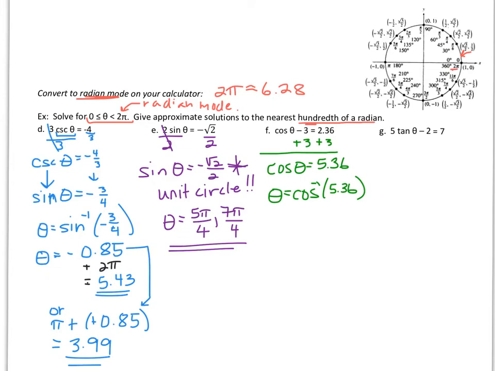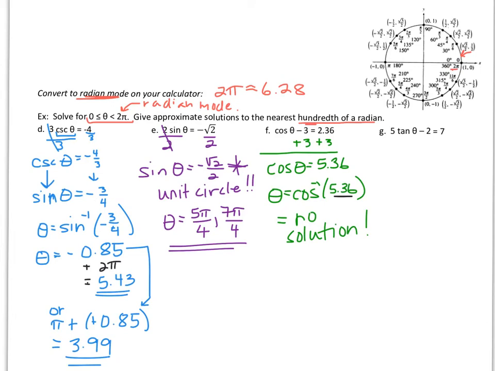If you got an answer that said error or no solution, that would be correct. Remember, for cosine and sine, the furthest on the right you go is 1. The furthest on the left you go is -1. 5.36 is way bigger than the x-coordinate on the unit circle. Therefore, in that trig equation, no solution exists for theta. All right, last one. You're doing great, you guys.